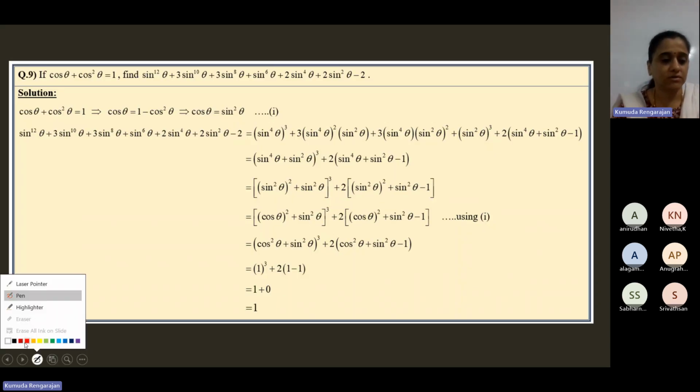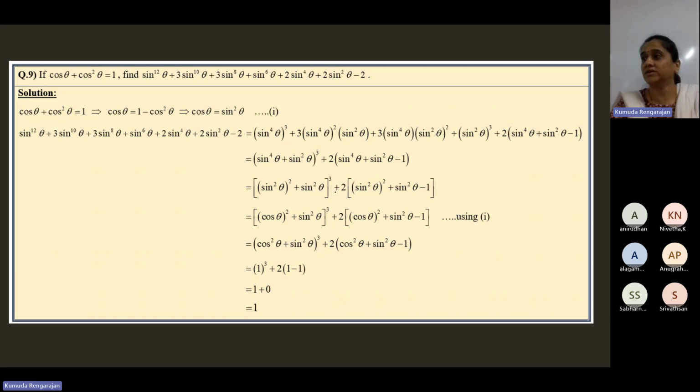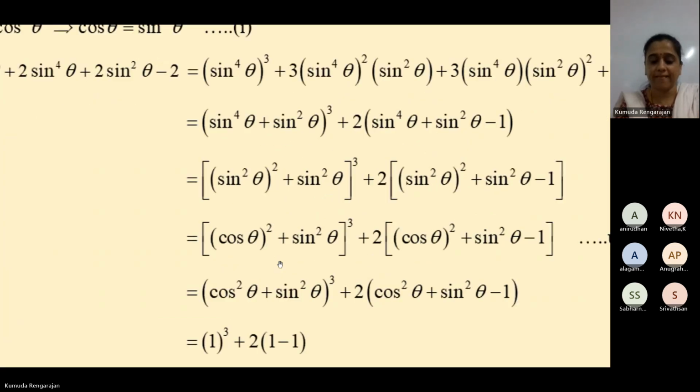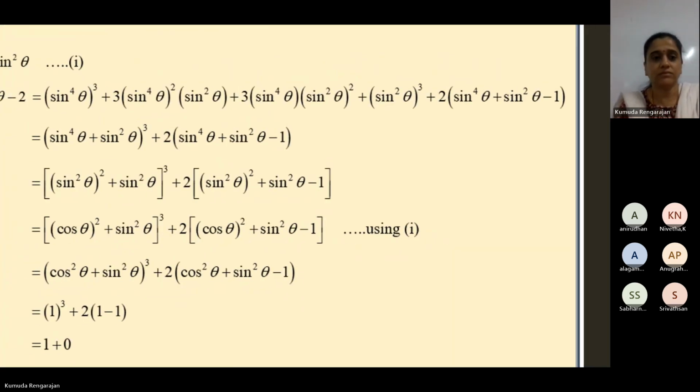So this analysis you should do, and then you should start working. So see here, we identified a. Sine theta to the power 4, a cubed plus 3a squared b. We identified a and b. a is sine theta to the power 4, b is sine squared theta. Correct? So you can see it: a cubed plus 3a squared b plus 3ab squared plus b cubed.